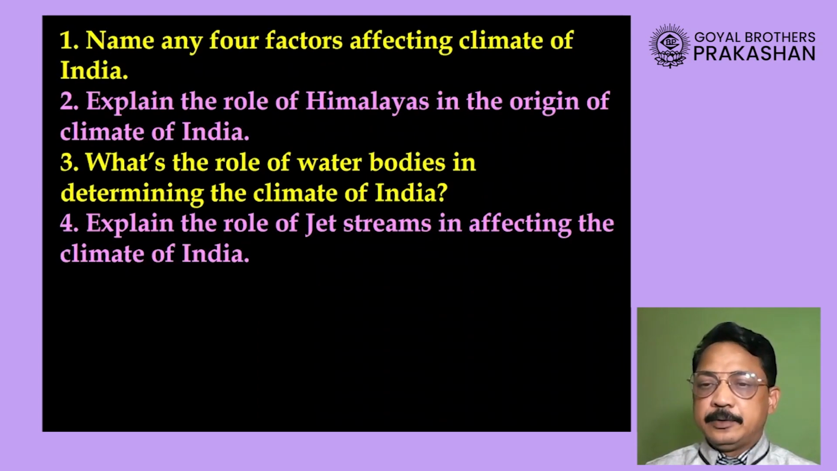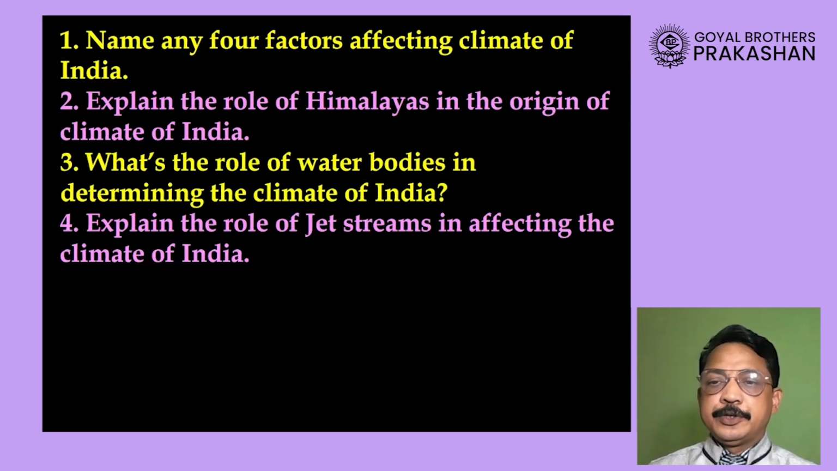Here students, those factors include the Himalaya. The second factor is the distance from the sea. The third factor is altitude. The fourth factor is the latitudinal extent. Factor number 5 is the jet stream, or you can also call it the upper air circulation. And one more factor is El Nino. I have mentioned more than 4 here, so you can select any 4 of them and write those factors.